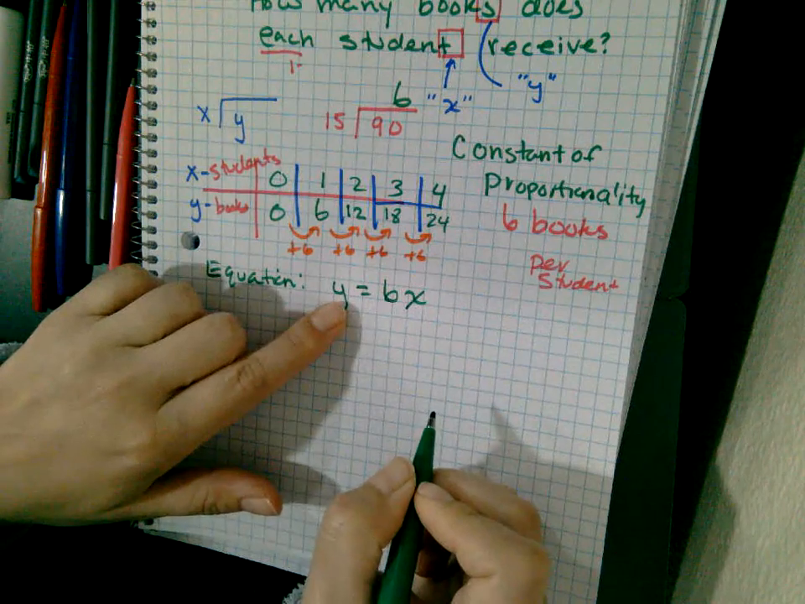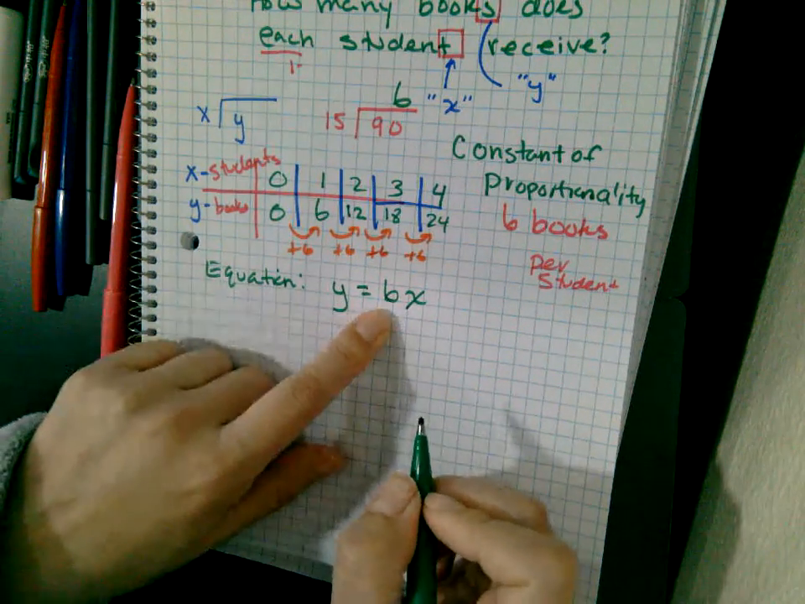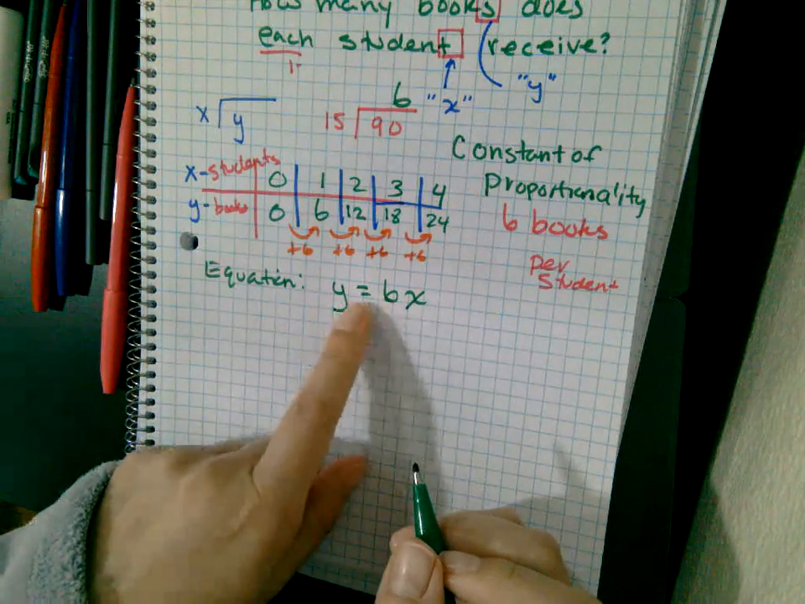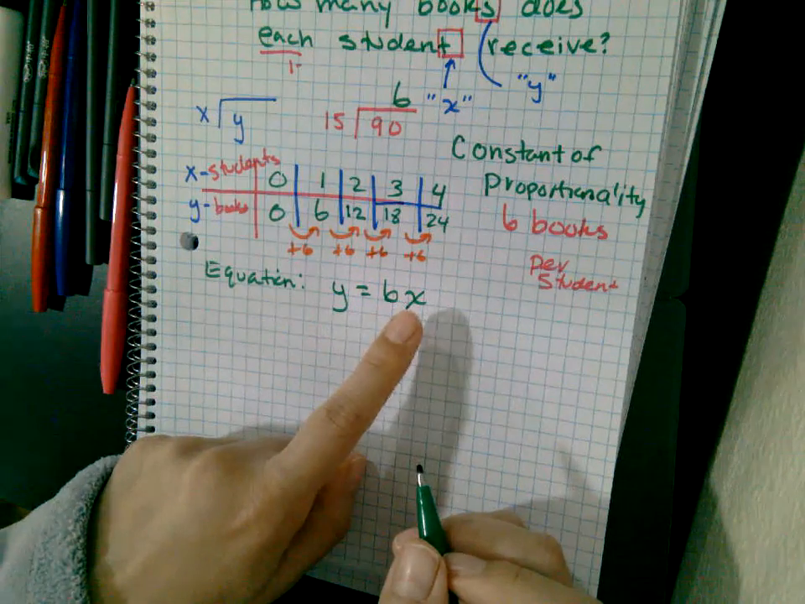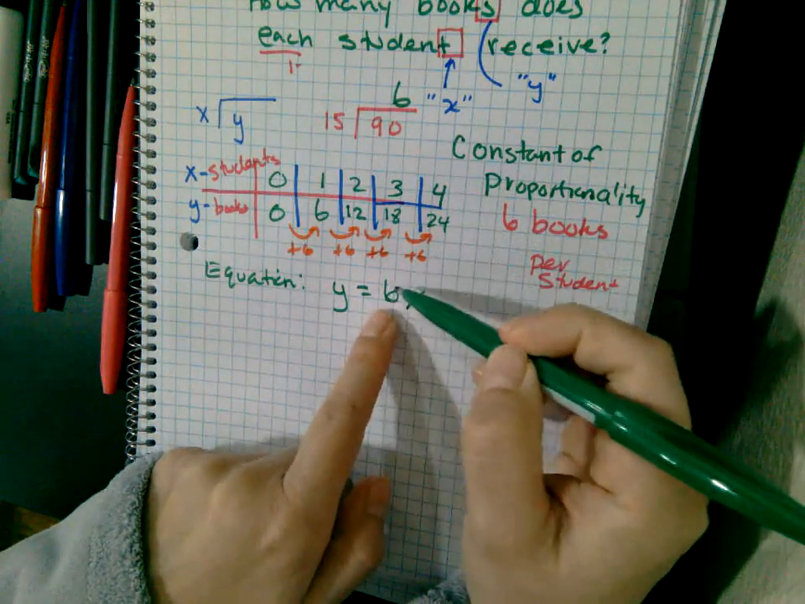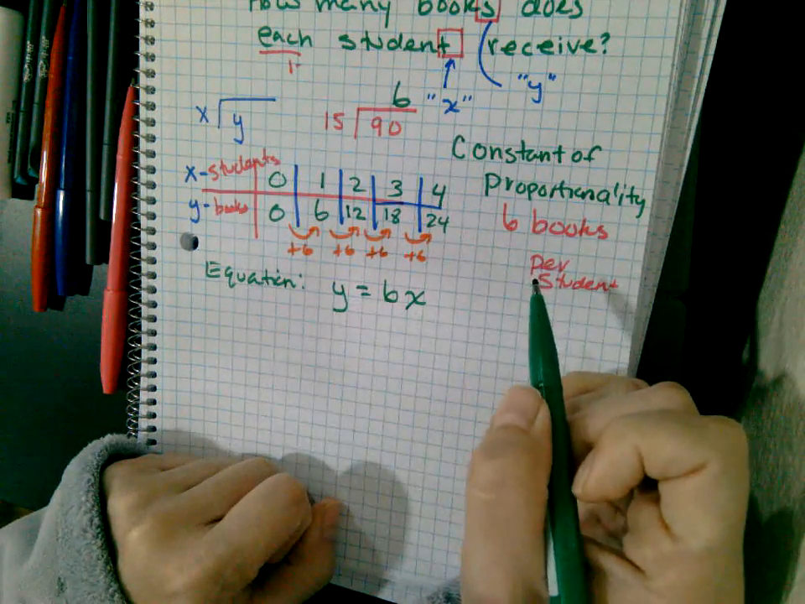That is your equation. It's always y equals the constant of proportionality and then an x. Y equals 6x. 6 times x. What is x? It's students. So if I multiply 6 times the number of students, I will get how many books they get.